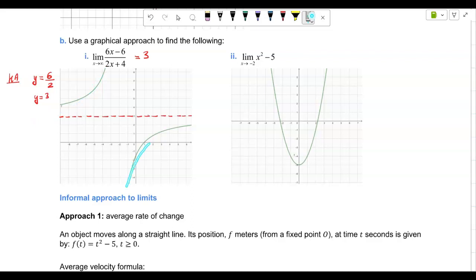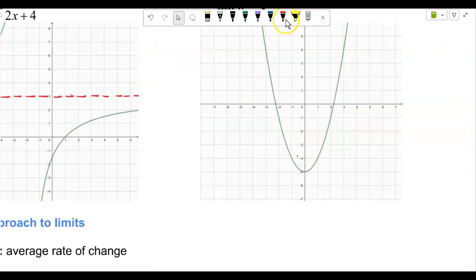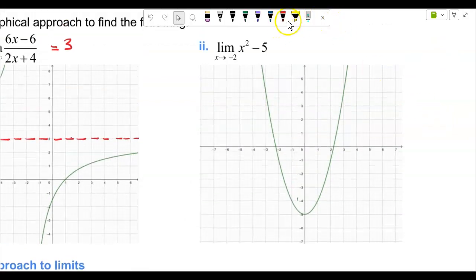So what happens when your x gets larger and larger? What will your y approach? What happens as the x gets smaller and smaller? What will your y approach? So y will approach 3. Okay. Y will approach 3. So therefore that's the limit. And that's important, x approaches infinity.